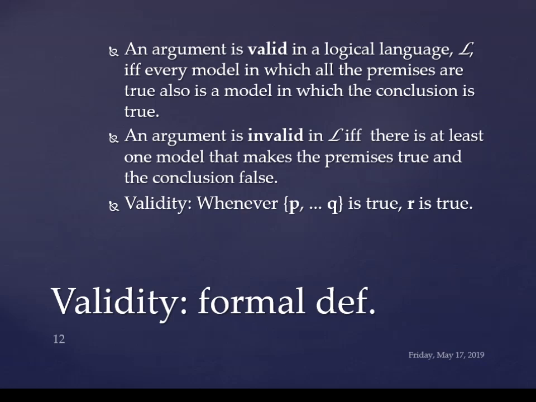So here we have whenever P through Q, your premises, are true, then R is true as well. And we can write that in our notation like so. We have P, separated by commas, that's a premise, all the way on down to Q, however many premises you have. You put those in a collection, then the double turnstile that signifies entailment, and then your conclusion R. That's how you would represent a valid argument.